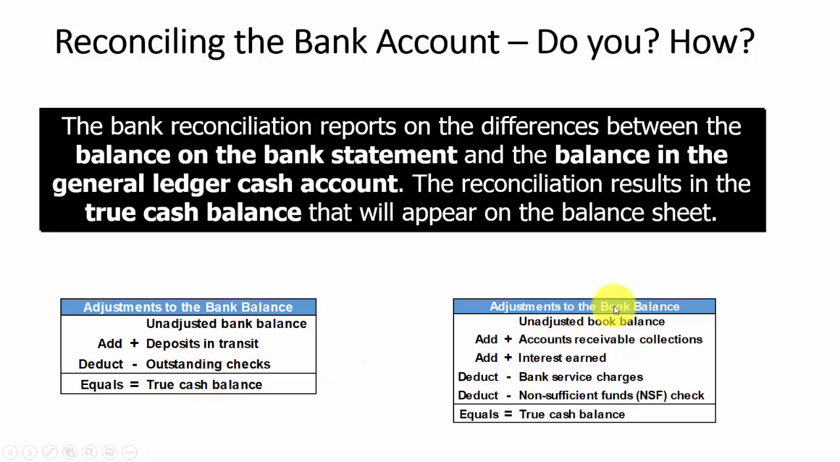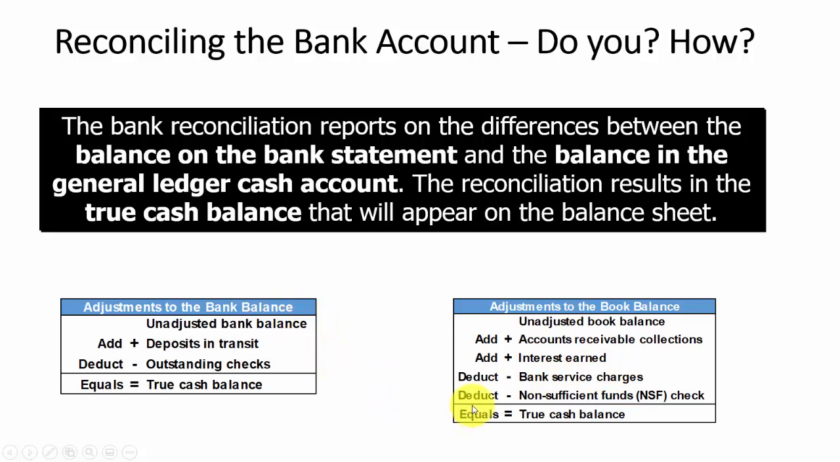Over here on the book side, you start with what your computer or your phone tells you, and you'd have to add things that the books wouldn't know about until you got a bank statement. In real life, there are businesses large enough that have banks collect accounts receivable for them, and they don't know what was collected altogether until they get their bank statement. So here's something you would have to add to the book balance: accounts receivable collections. You'd also have to add any interest that you've earned, and you won't know that until you get a bank statement. You'd also have to deduct any bank service charges, and again, you won't know that until you get the bank statement.